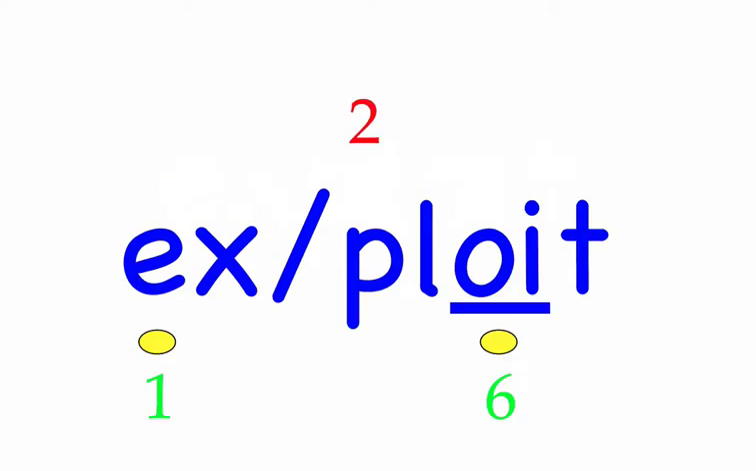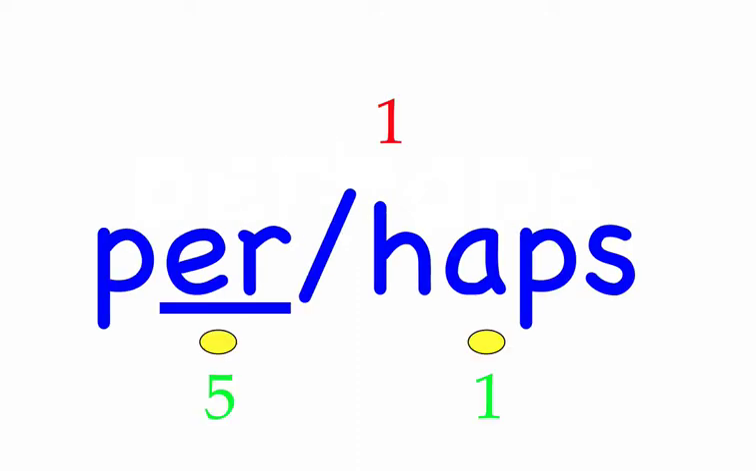Exploit. Row 3. Perhaps. Perhaps you have a good point. Perhaps. Per, 2 sounds. P. Haps, 4 sounds. H, a, p, s. Perhaps. Mark the word.